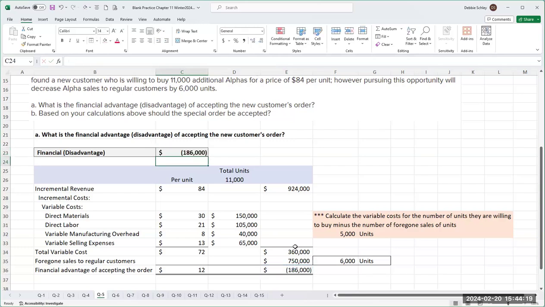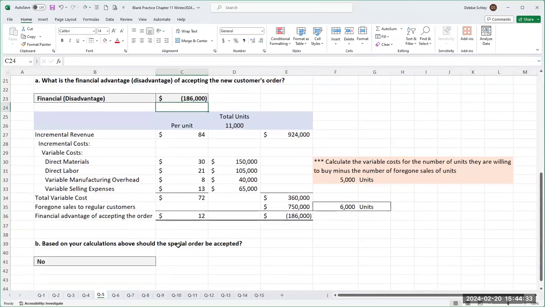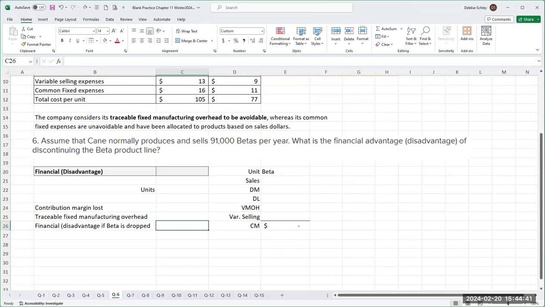And I believe as I was putting these into the book, because it's labeled disadvantage, you did not have to put a negative in for these. And then B, the question is based on your calculations above, should the special order be accepted? No, because you're going to lose money. All right, question 6.